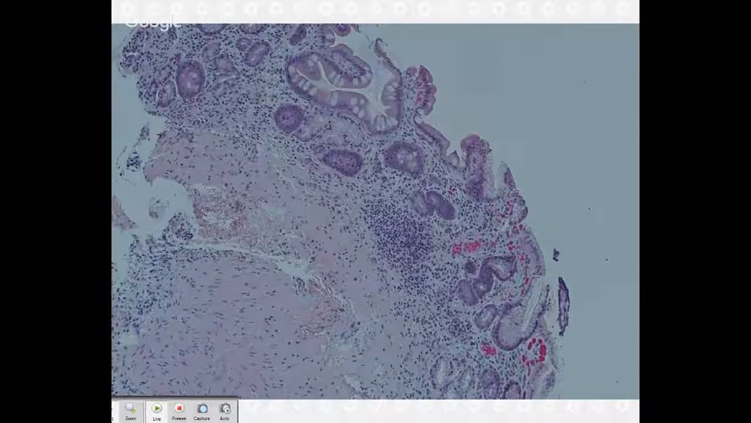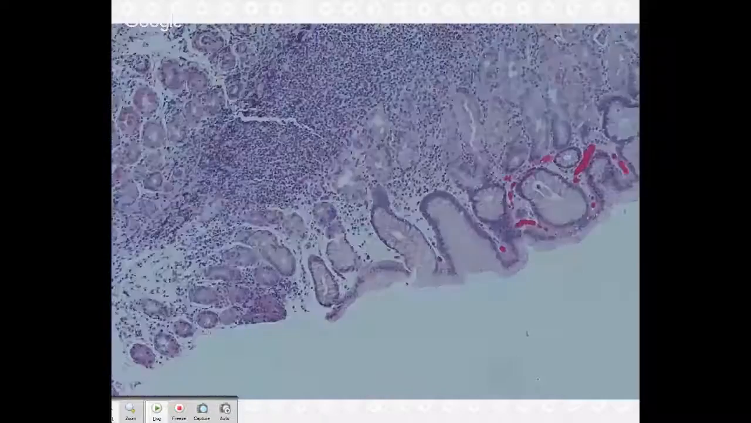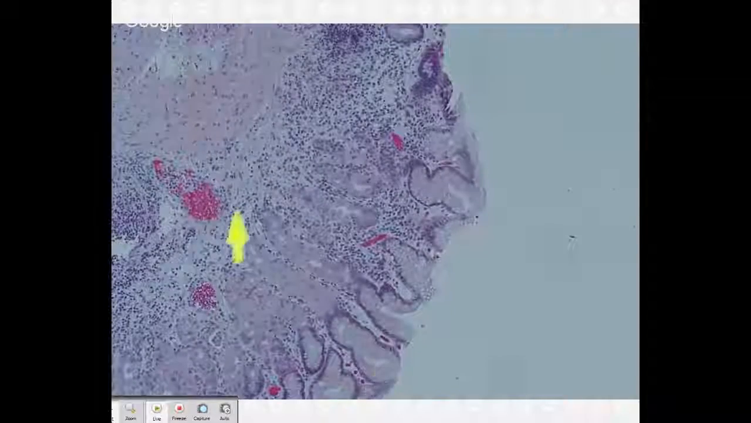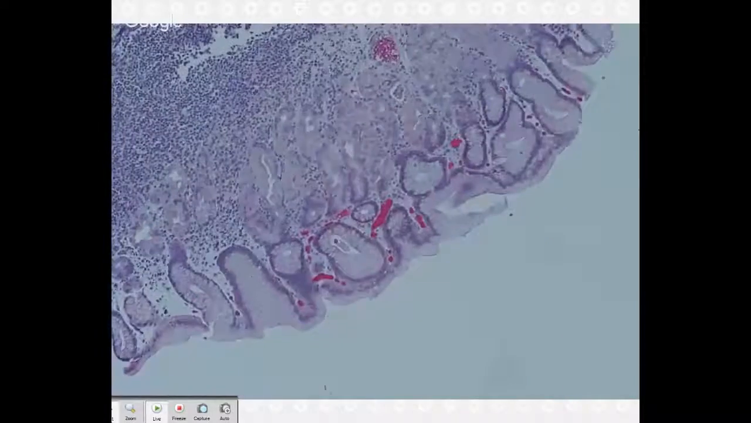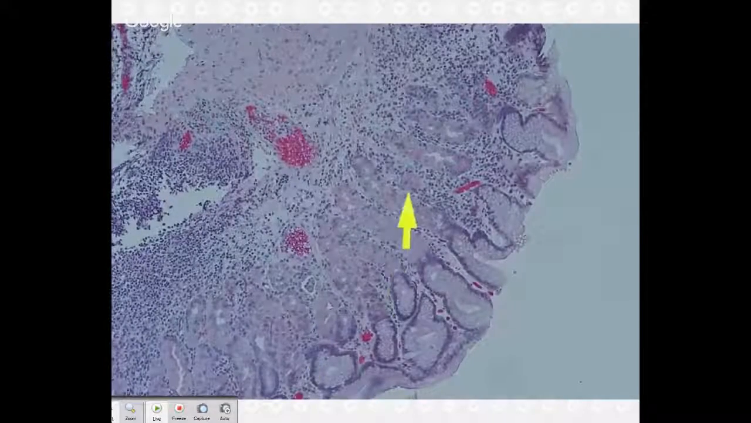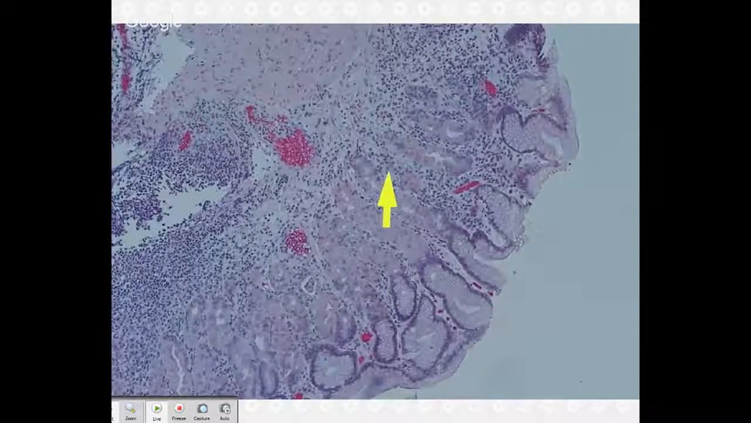Atrophic, you have atrophy of your gastric epithelium. So we have just complete loss of some of our gastric epithelium here. These cells, these poor little cells right here are just completely dying off.